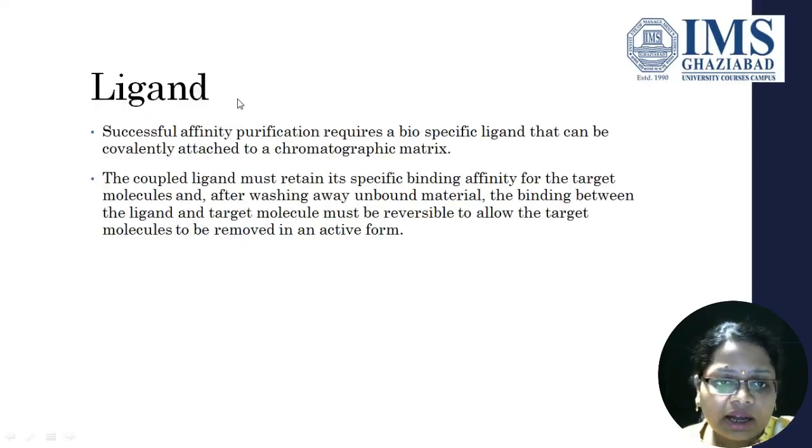Next to the matrix, the next important thing is the ligand. For a successful affinity purification, you need a specific ligand that is attached to the matrix covalently. The coupled ligand must retain its specific binding affinity for the target molecule, and after washing of the unbound material, the binding between the ligand and the target molecule must be reversible, so that the target molecule can finally be recovered from the column in its active form.